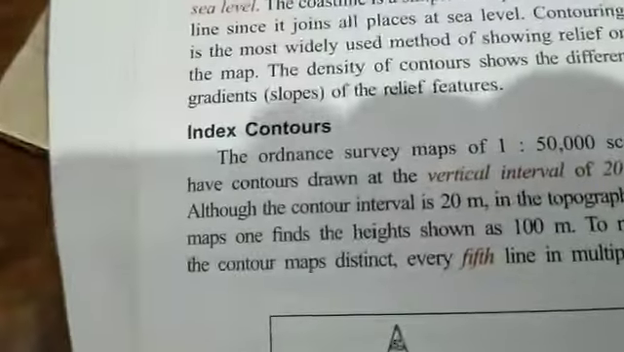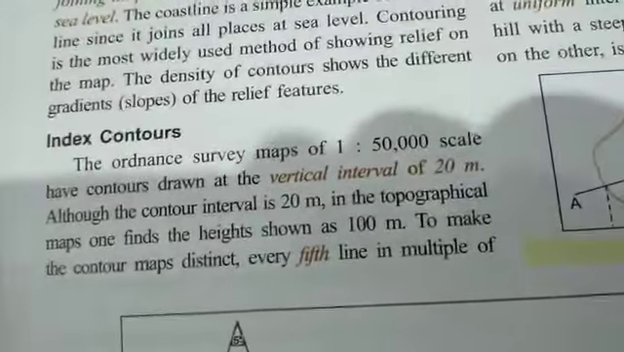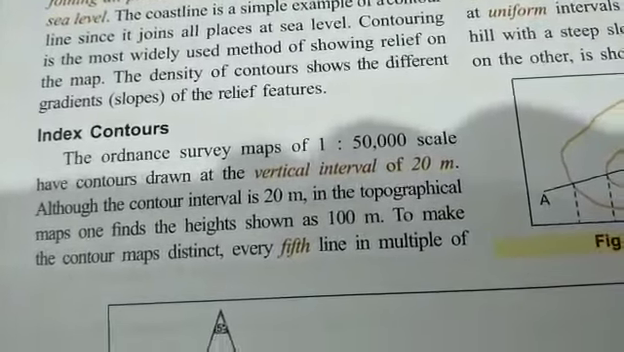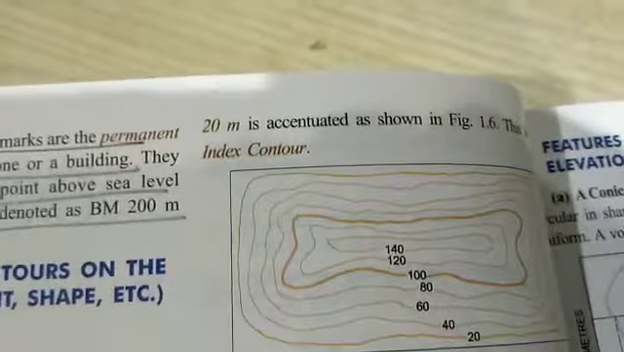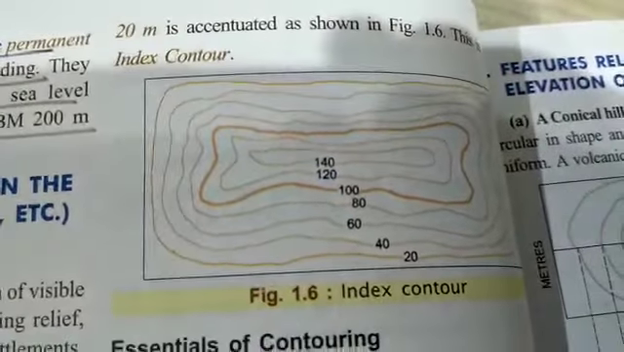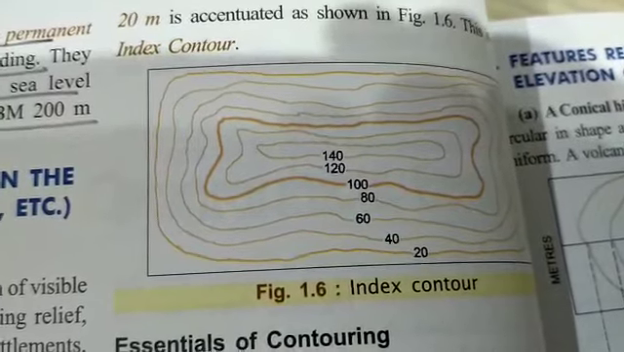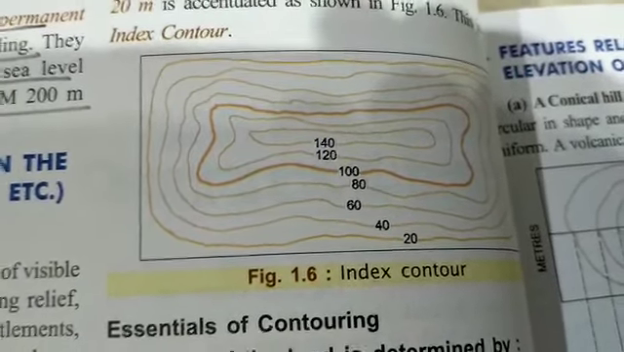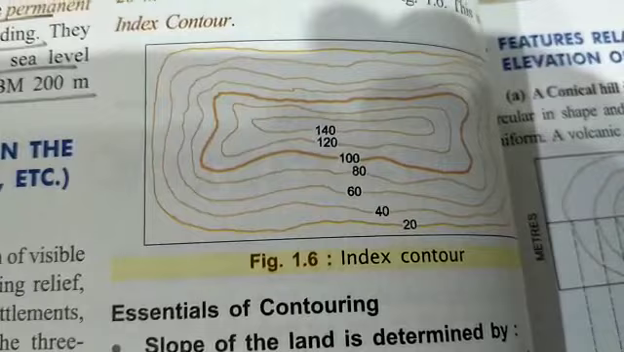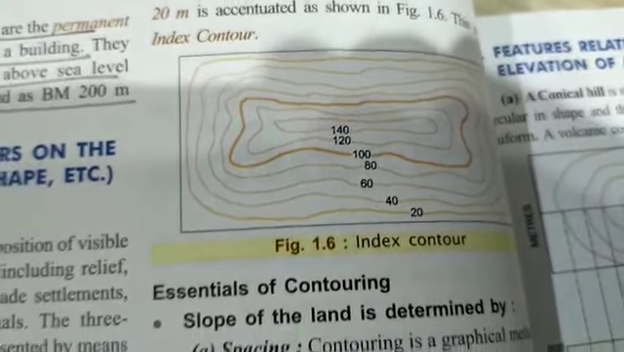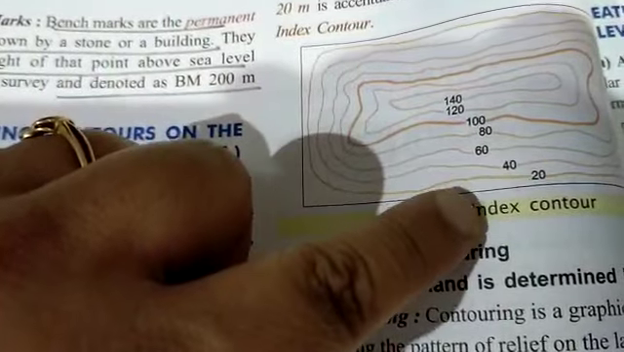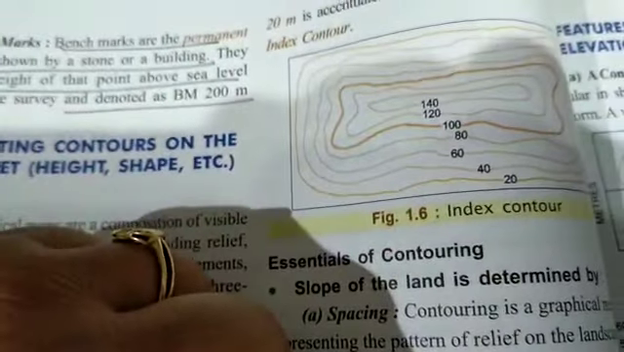In this, we will also study the index contour. Index contour is basically every fifth line, a multiple of 20 meters, which is accentuated. Can you see this? 20, 40, 60. Every fifth line, we have the 100, the multiple of five. Then this is coming to 100 and later on it moves to 120. And you know what a vertical interval is? Vertical interval is nothing but the difference between two consecutive contour lines.